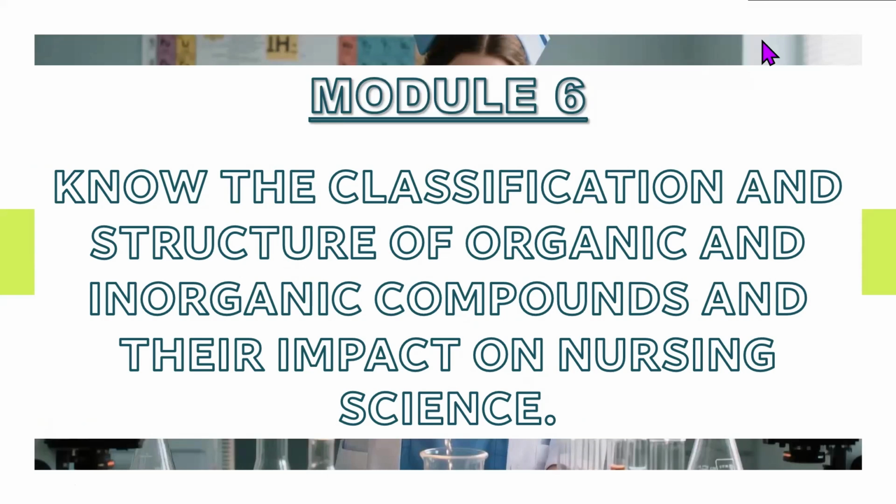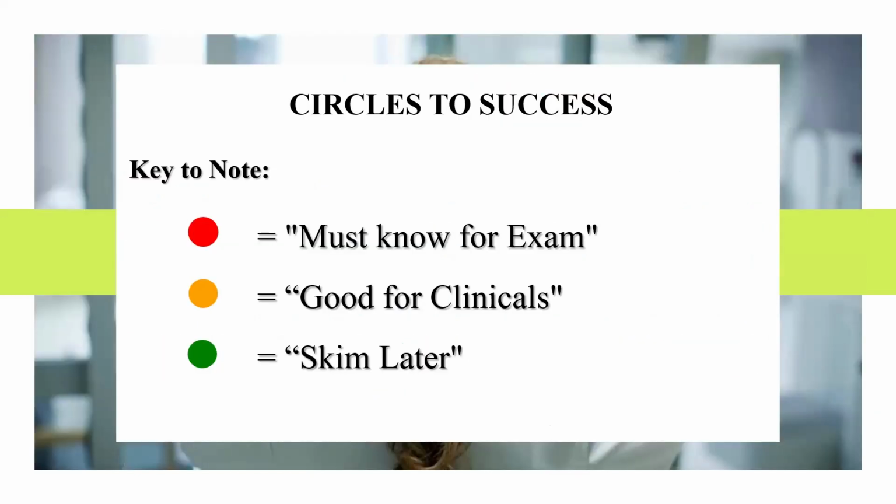In NES 111 Applied Chemistry, Module 5, we understood the application of knowledge of carbon and hydrocarbons and their components with regards to nursing practice. Here in Module 6, we want to know the classification and structure of organic and inorganic compounds and their impact on nursing science.